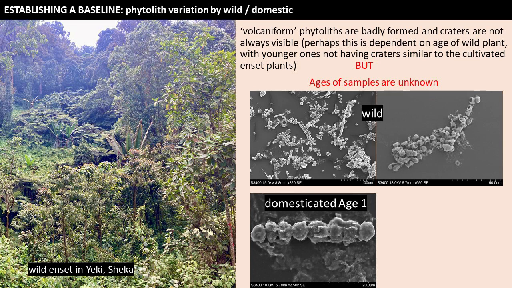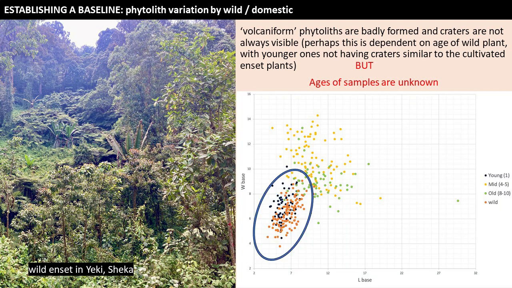However, when I took a look at the wild ensets, they basically look very, very similar to the domesticated young enset phytoliths. So this could cause potential problems if you're looking at samples and saying, oh, we've got wild phytoliths of wild enset. But in reality, it could be that they are just very young ensets. So it's something that, again, I have to bear in mind. So they do cluster.